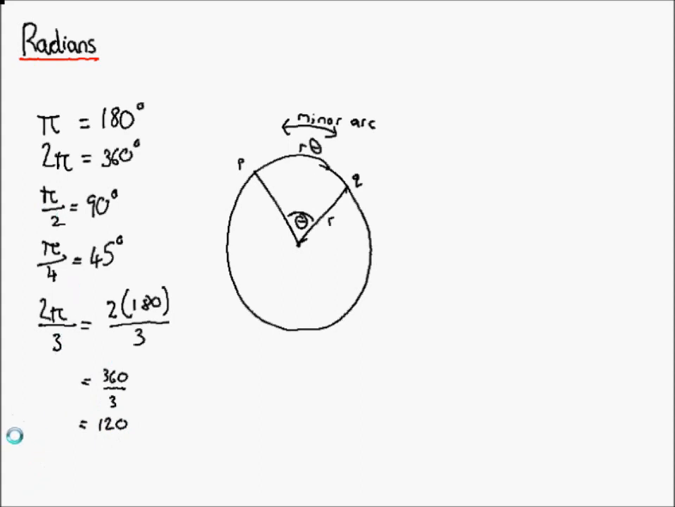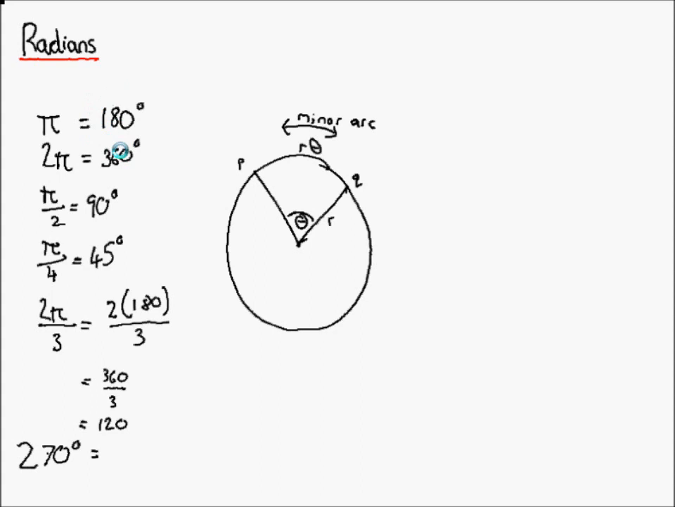Or on the other hand, you could be asked to convert 270 degrees into radians. And then you just have to think of 270. What would you multiply 180 by to get 270, or divide?